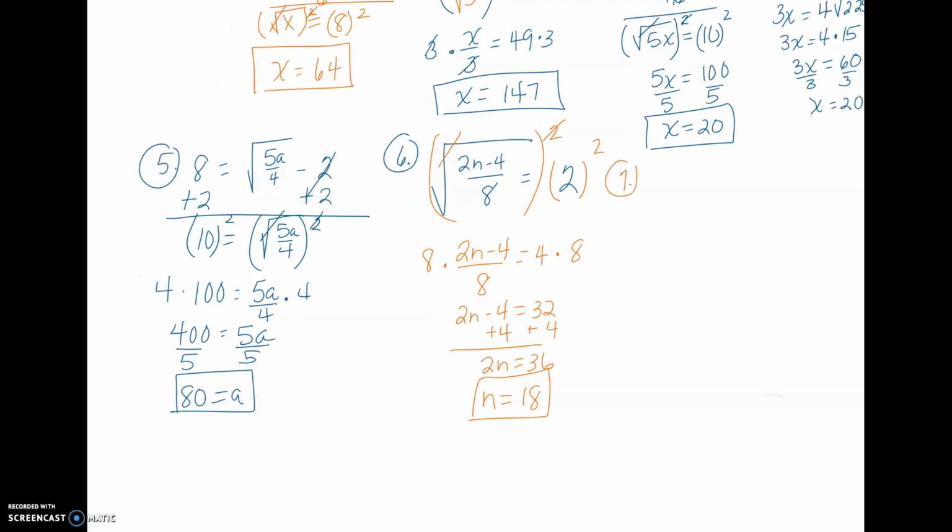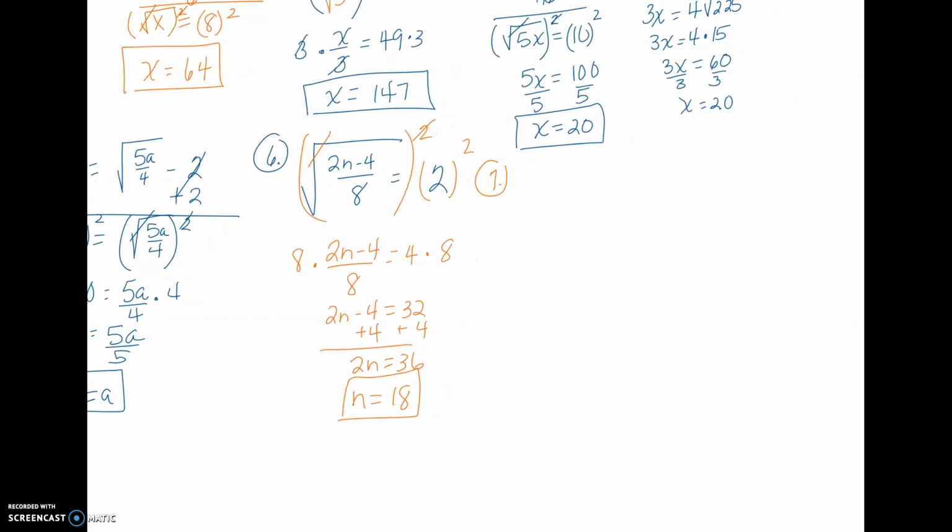Okay, number 7. The square root of 2m squared minus 10 equals 4. I have the square root isolated on the left, so to undo that radical, I'm going to square both sides, and I get 2m squared minus 10 equals 16. I'm going to add 10 to the other side, and I get 2m squared equals 26. I'm going to divide by 2. I'm going to get m squared equals 13.